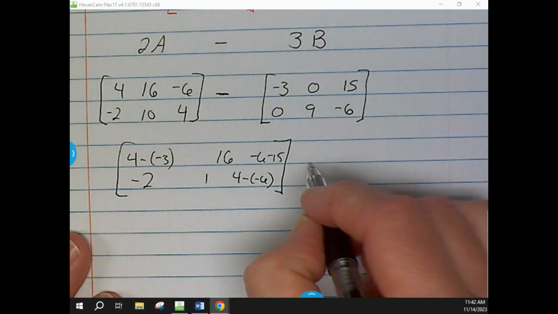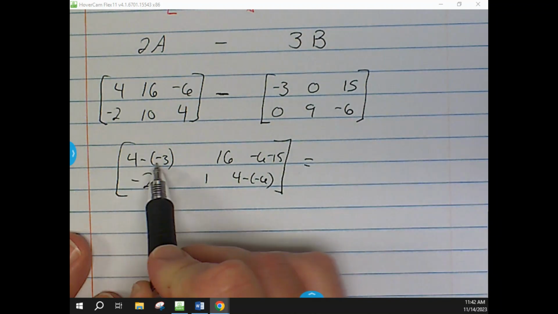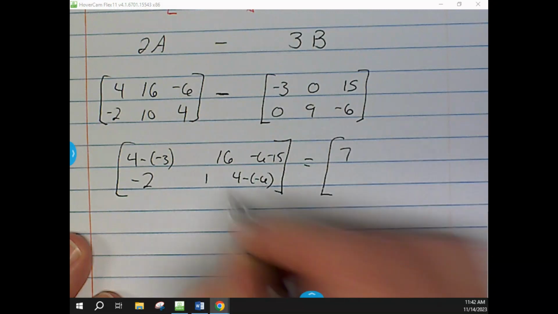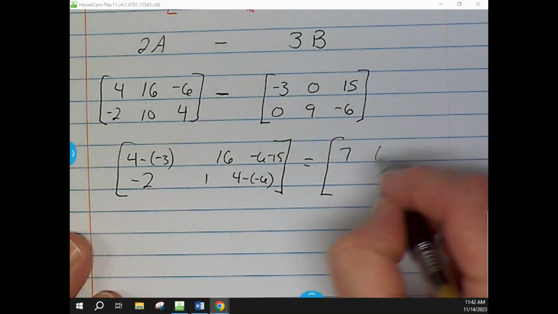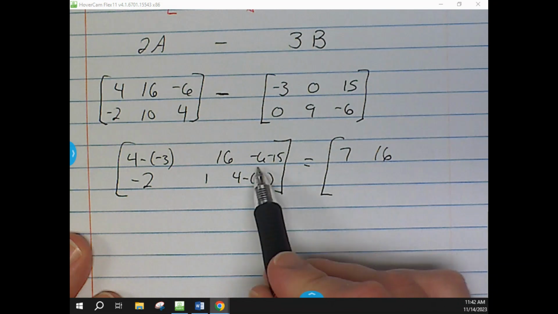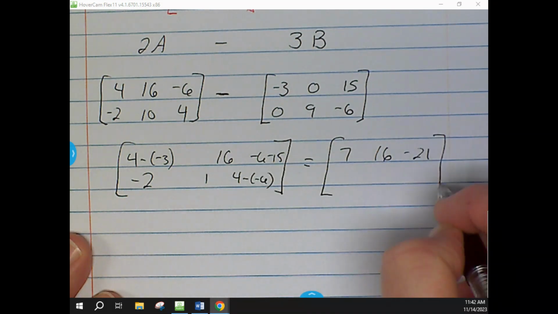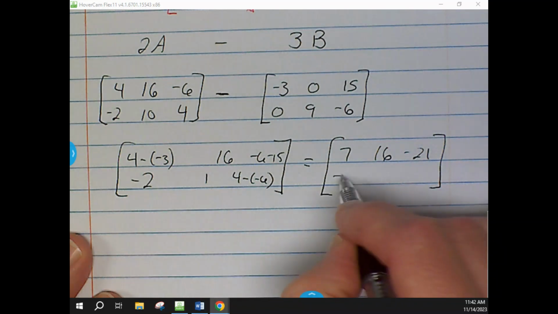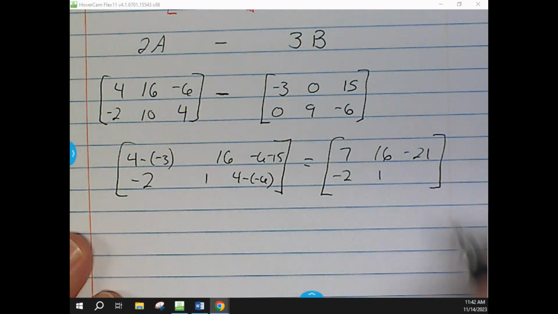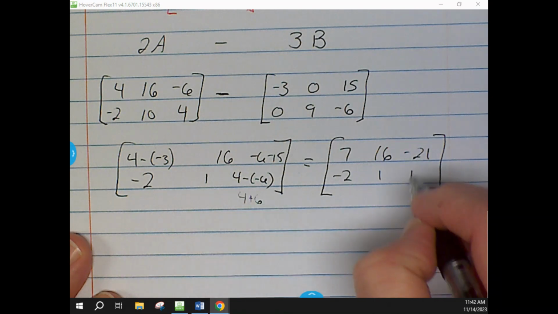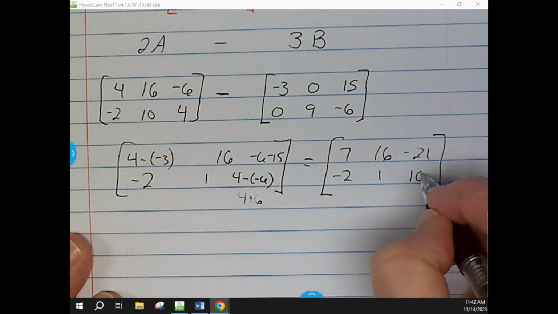See that part? With 4 minus negative 3, that's 4 plus 3, so that would be 7. Again, we did 16 minus 0, which is 16, so nothing there. Negative 6 minus 15 is negative 21. Negative 2 for that one. We had 1 there. And 4 minus negative 6 is really 4 plus 6, which means that would be 10.